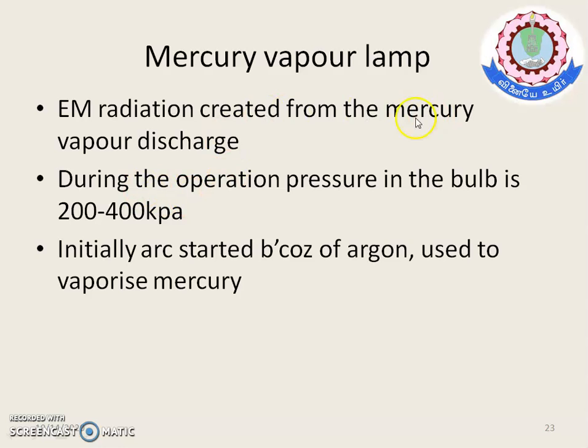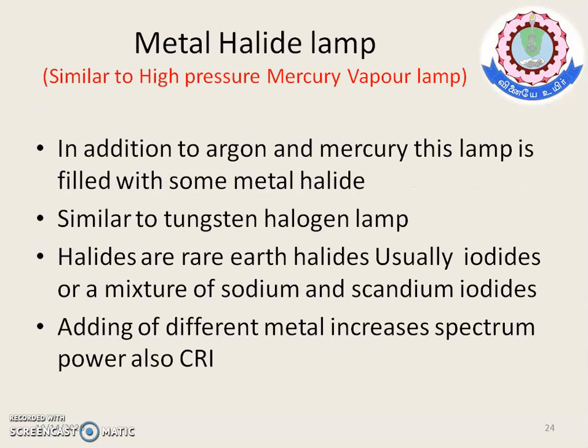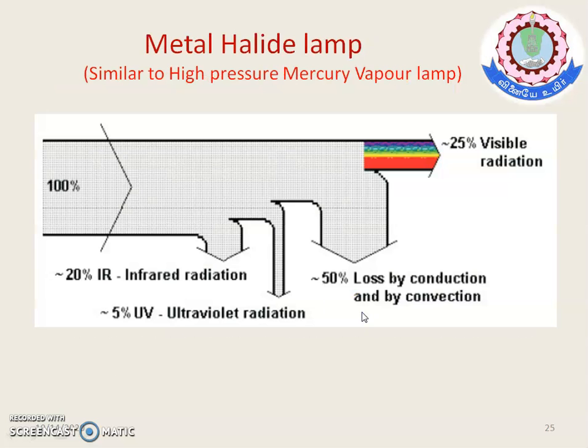Electromagnetic radiation is created from the mercury vapor discharge during the operation, at the pressure in the bulb shown here. Initially, the arc is started because of argon, used to vaporize the mercury. Metal halide lamps, so this is the high pressure mercury vapor lamp, and let me just go through the features of the metal halide lamps.